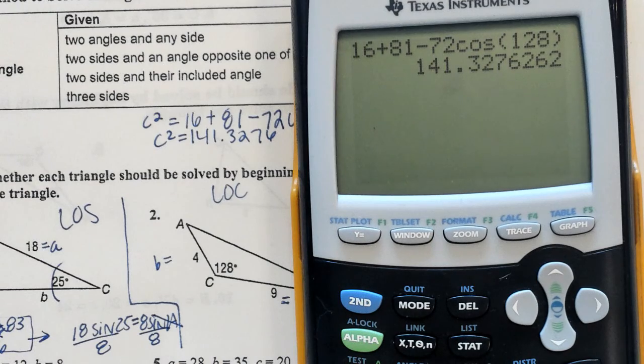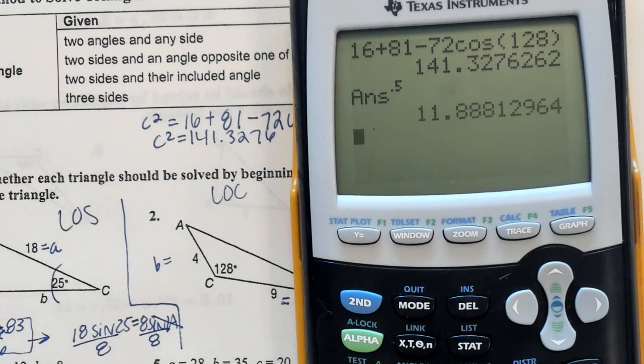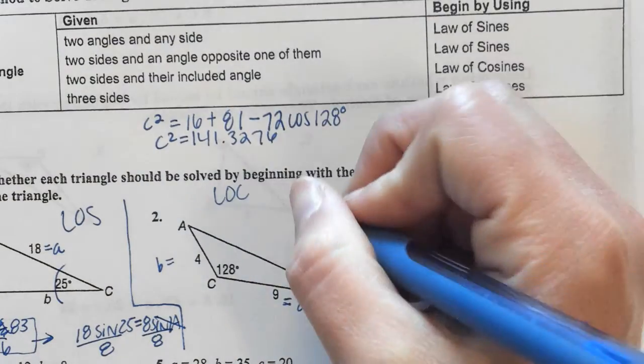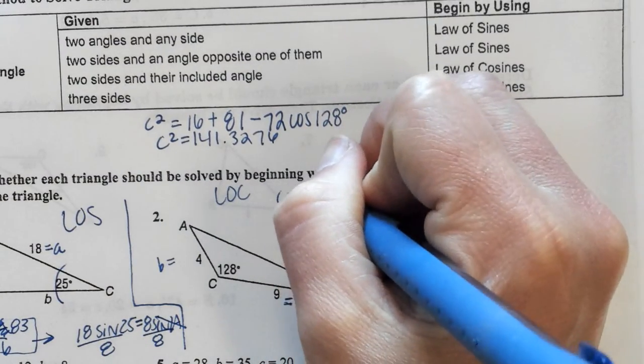This is how I do it. I just hit raise to, and if I'm taking the square root, I just raise it to the what power? 1/2, 0.5. So C is what? 11.9. Very good. C equals 11.9.